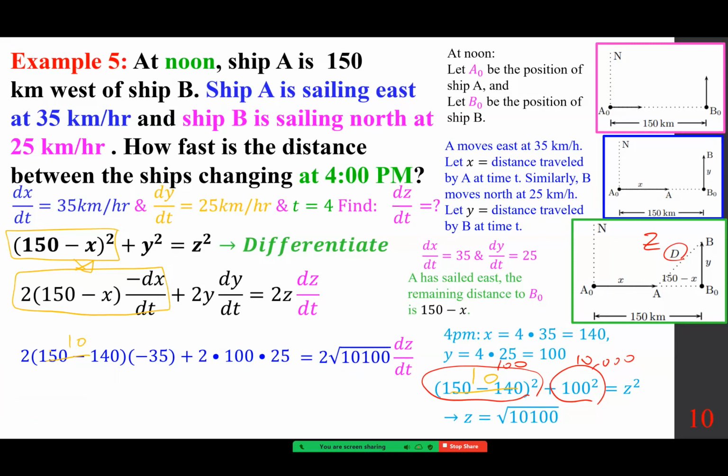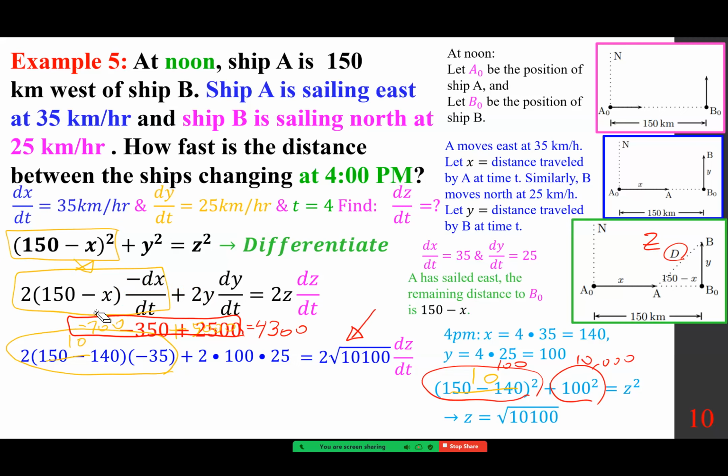Okay, just for the sake of argument, and this is very straightforward. This is 10. So we have minus 700 plus, 2 times 25 is 50 times 100 is 5,000, and we add them up. The left side is minus 700 plus 5,000, 4,300. So we divide the left side by 2 square root of 10,100.